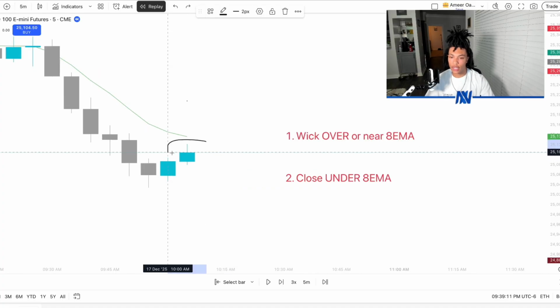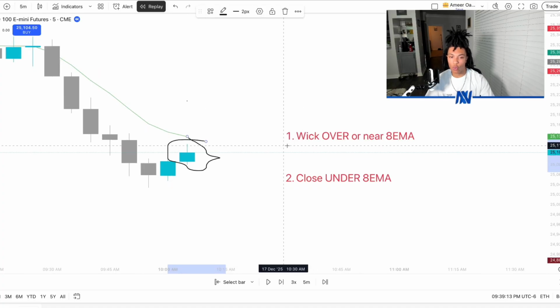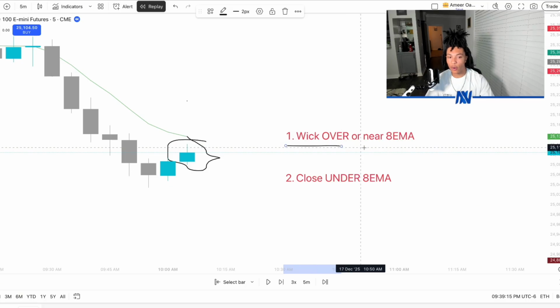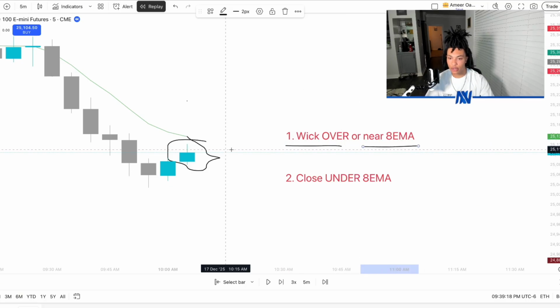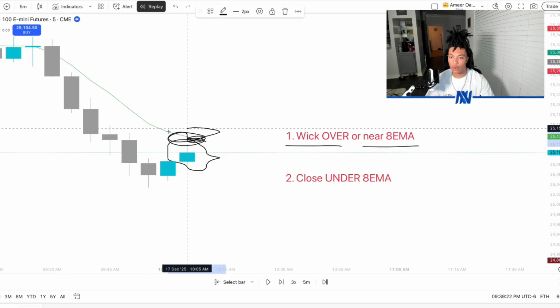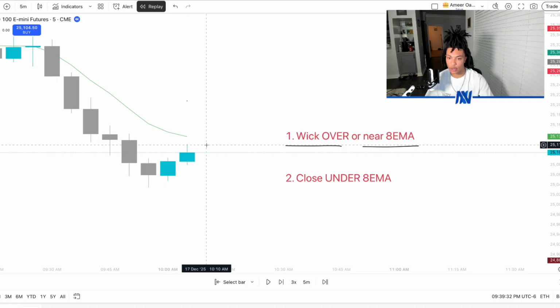So let's use this candle for example. Do we have a wick over the 8 EMA or near that 8 EMA equilibrium zone? Yes, we do. We have this 8 EMA equilibrium zone that's located right here. Price ended up coming to it and then ended up coming to right here, but it did not end up going to the 8 EMA, it simply just ended up going to that zone and rejecting off of it.